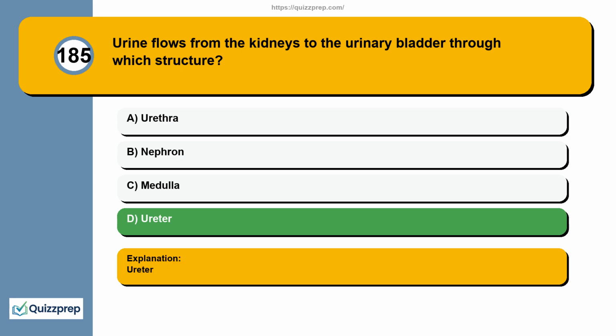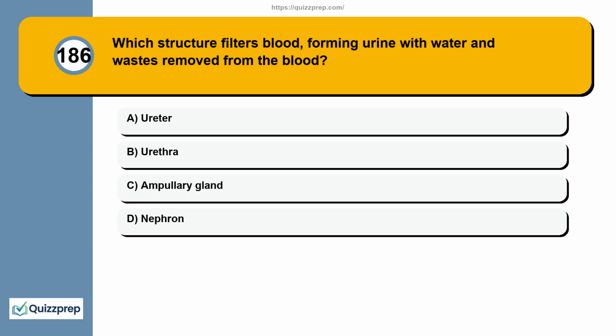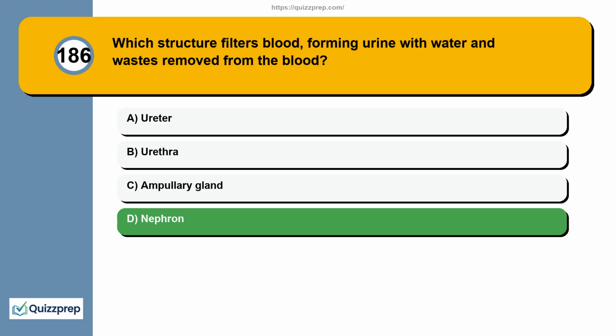Ureter. Question 186. Which structure filters blood, forming urine with water and wastes removed from the blood? Option A, ureter. Option B, urethra. Option C, ampullary gland. Option D, nephron. The correct answer is option D, nephron.